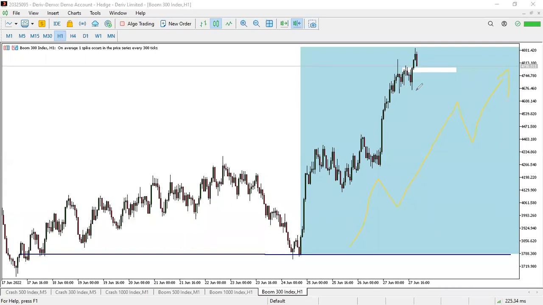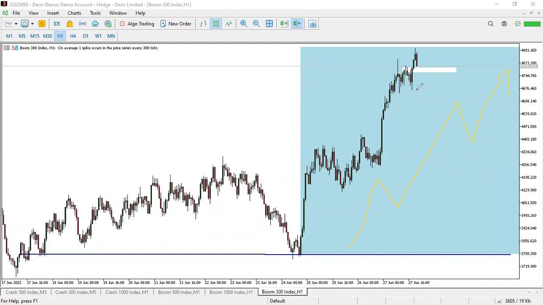So I'm just trying to show you everything about spikes. My network is getting bad.